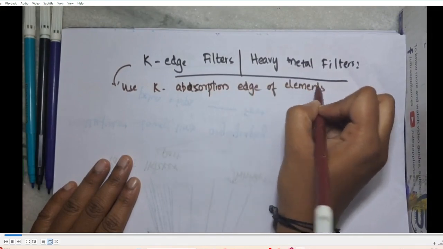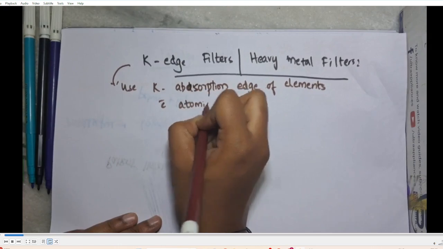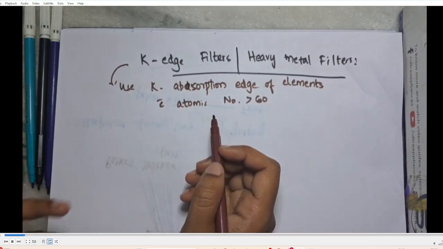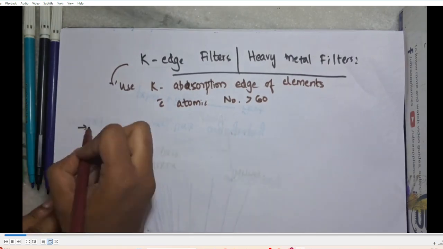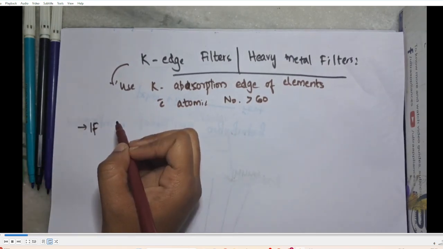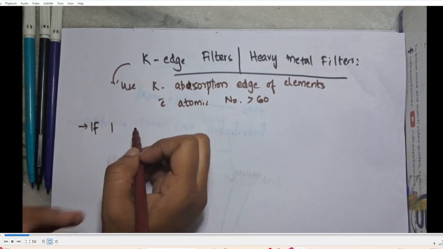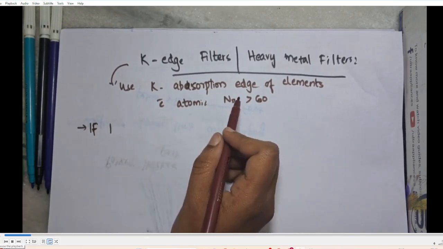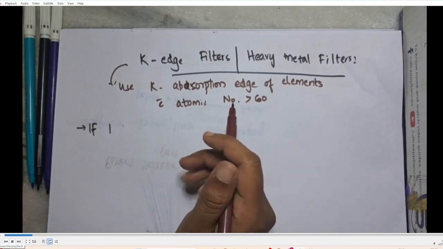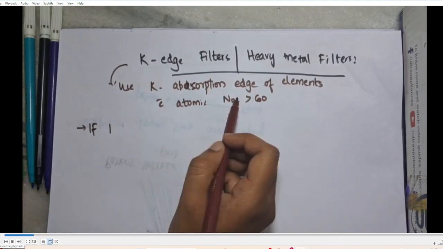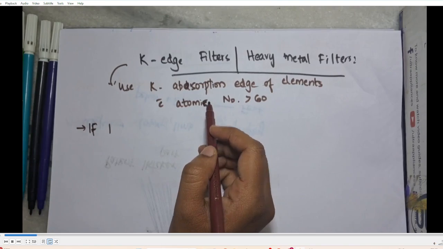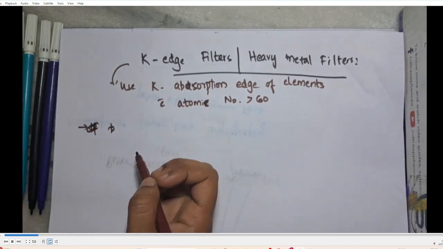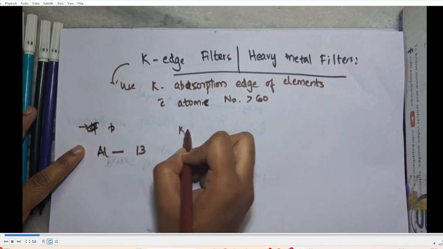So these filters use the K absorption edge of the elements with atomic number more than 60, and thus they offer advantages when imaging barium or iodine. Thus, it uses K absorption edge of elements with atomic number more than 60. So, development of high intensity screens and high capacity X-rays made it reasonable for using these heavy metal filters.